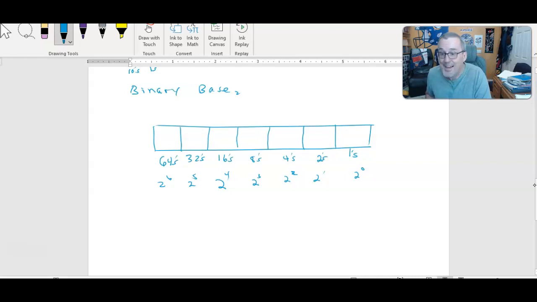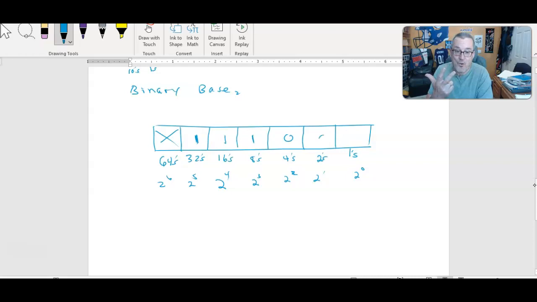All right, I don't need any of those yet. I'm not 64 yet, but I do need a 32. But remember, in binary, I can only use 0s and 1s. So I have to put a 1 in the 32 spot. That would give me 32. I would need a 1 in the 16's place. So a 32 and a 16, that'd get me to 48. I would need a 1 in the 8's place. So 1 32, 1 16, that's 48, and 1 8, that's 56.